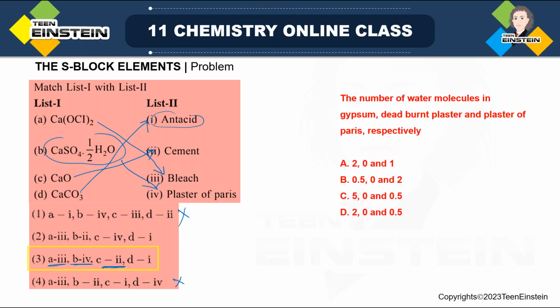So this should be the correct option. The number of water molecules in gypsum. So with calcium sulfate, there are 2 water molecules. In dead burnt plaster, there are 0 water molecules. For gypsum, it is 2. So 2, 0, that means these 2 you can cancel. And plaster of Paris is basically half, that means 0.5. So 2, 0, 0.5 is the number of water molecules present in these 3 different calcium compounds. So option D is the correct option.